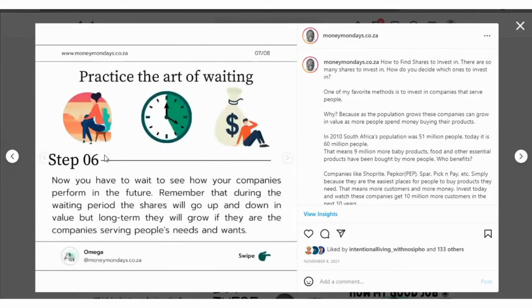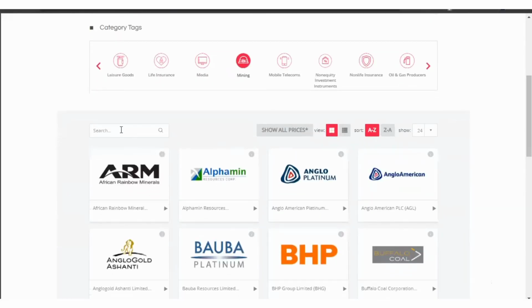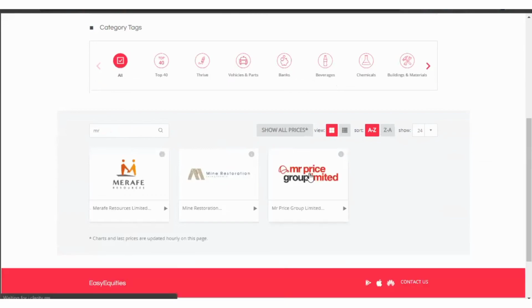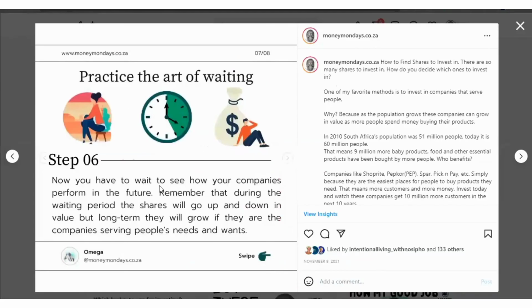And then you eventually practice the art of waiting, right? So that's the final step. Practice the art of waiting. Once you've bought the shares, go to your Easy Equities account. Obviously, you're going to search for the shares. Type in Mr Price, click on them, and press buy, and buy the shares, and then you'll be sorted. So that's how simple it is, guys.